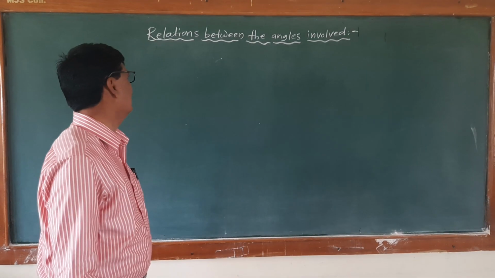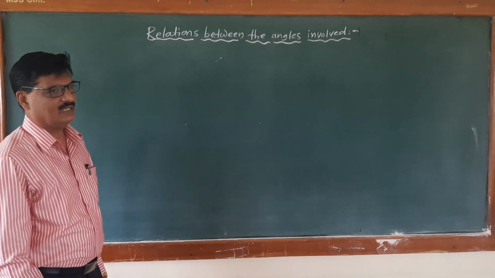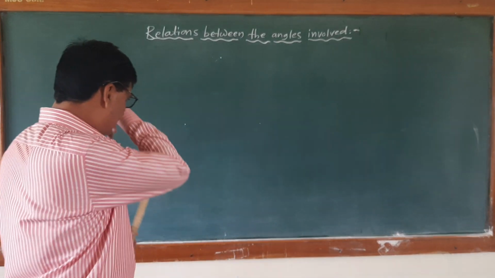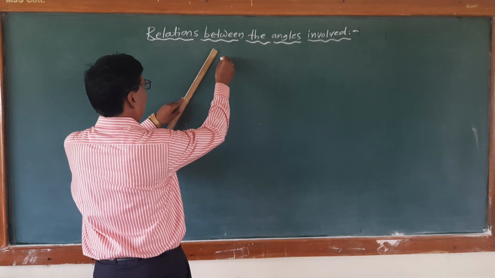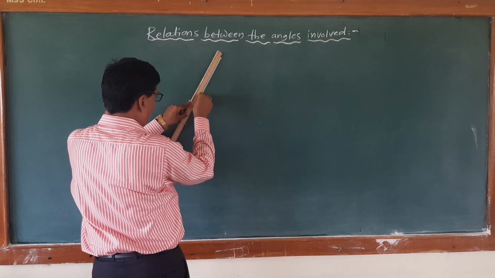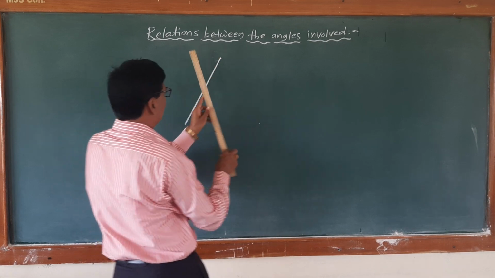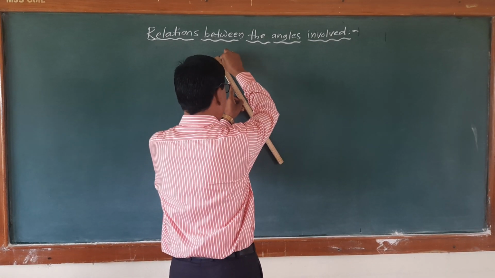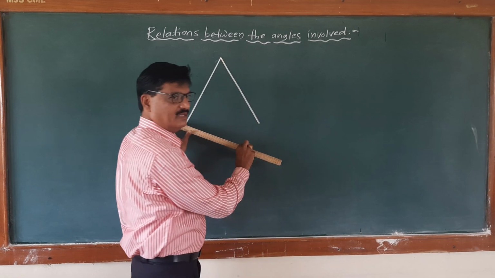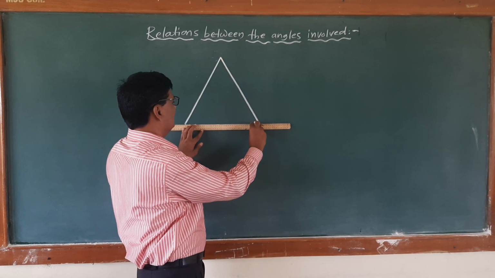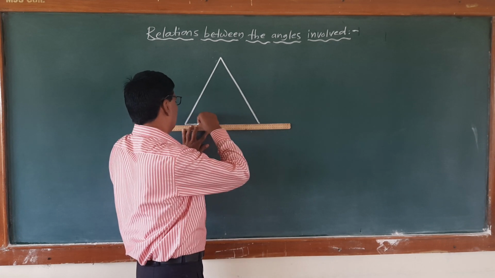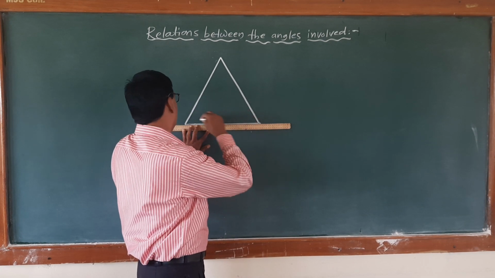तो पॉईंट आहे relation between the angles in prism. Relation between the angles in prism. Suppose I draw here a principal section of a prism. This is a principal section. I call this as A, B, C. Suppose these are two surfaces and this is another surface that is called as base of the prism.